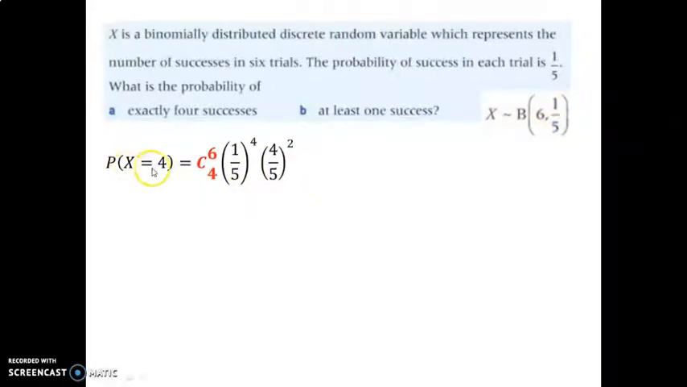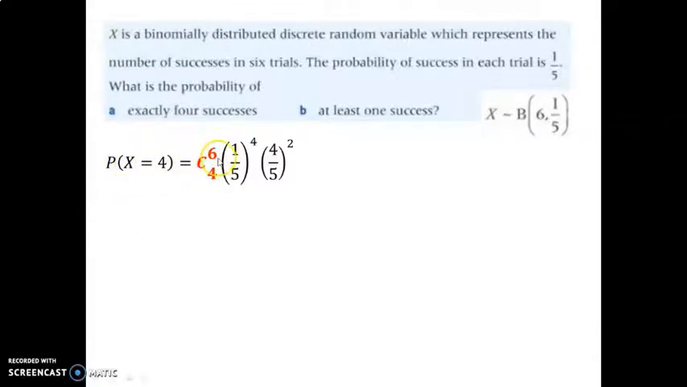Okay, let's try another one. X is a binomially distributed discrete random variable, which represents the number of successes in 6 trials. The probability of a success in each trial is 1/5. What is the probability of exactly 4 successes? Apply the formula we just learned again and see if you can get that. So here's our binomial distribution, 6 trials, probability of success is 1 in 5, and we are looking for exactly 4 successes, so x equals 4.